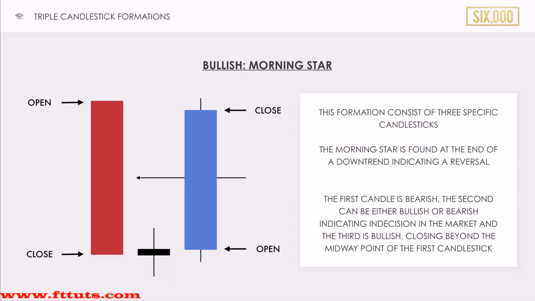Now the first candle is bearish, the second can be either bullish or bearish, indicating indecision in the market, and the third candlestick is bullish. This needs to close beyond the midway point of the first candlestick. As you can see here, I've put a line across the blue candlestick. When the third candlestick is forming, it needs to close above the halfway point of the bearish candle, the first candle in this setup, for it to be a valid morning star.